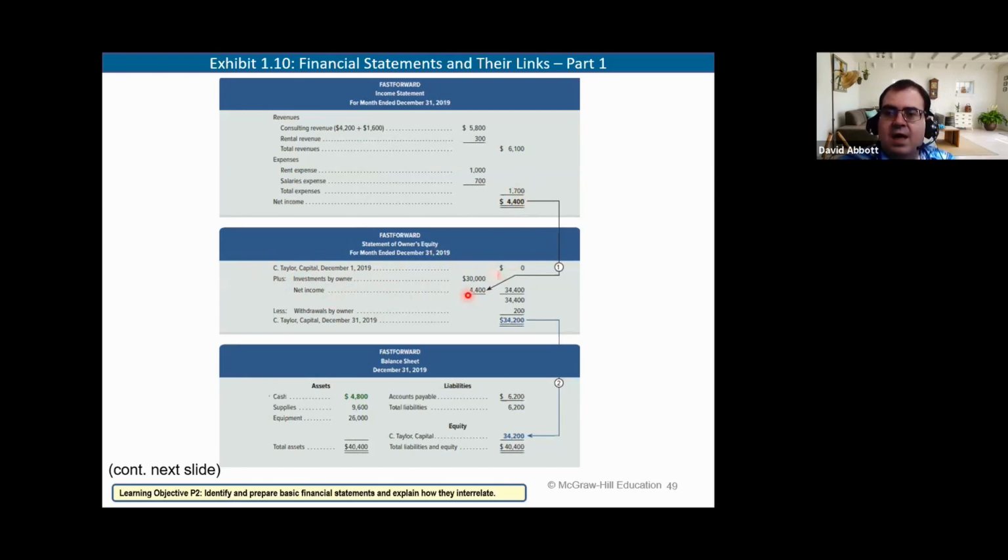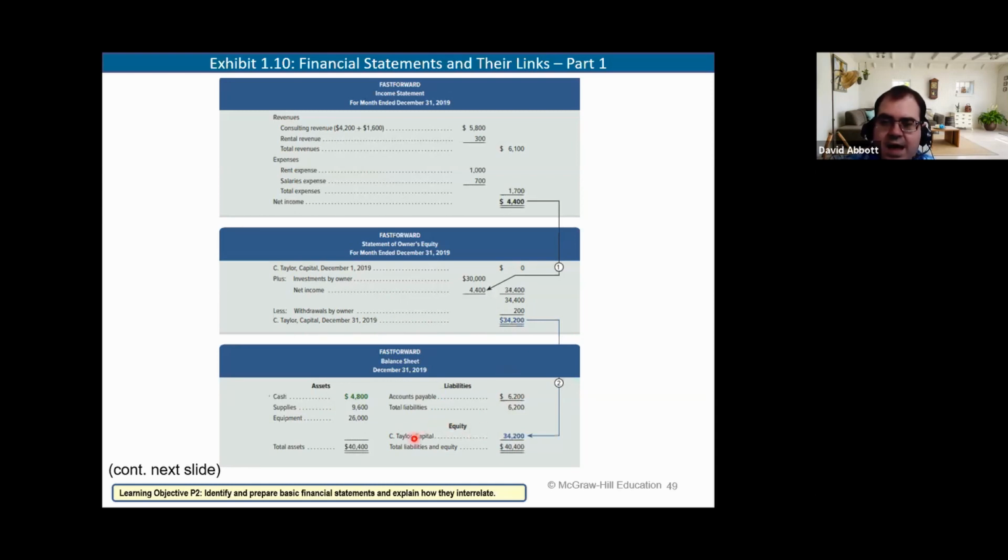So his total net income then is, or the total for his equity then is $34,400. So you add the net income from up here, down here, you get that. So his equity then is $34,400. And then he withdrew, we said $200. So then we have the equity then for him at the end of the month, well, actually the end of the year he had was $34,200. So then the total amount of his equity then goes down into the balance sheet.